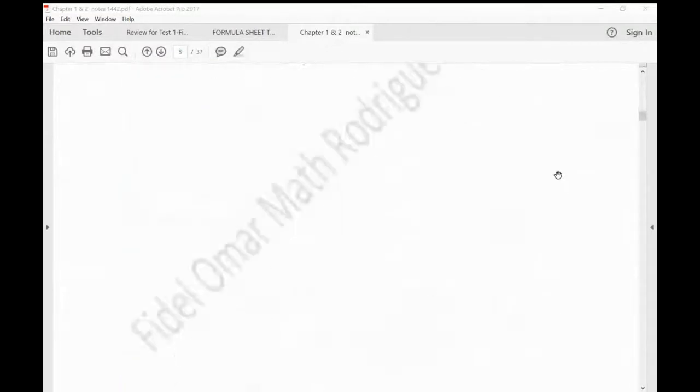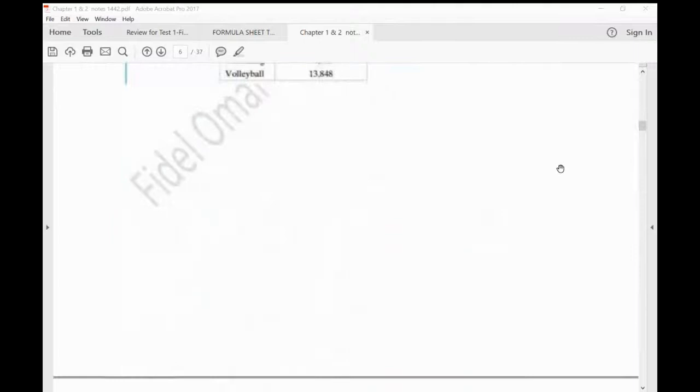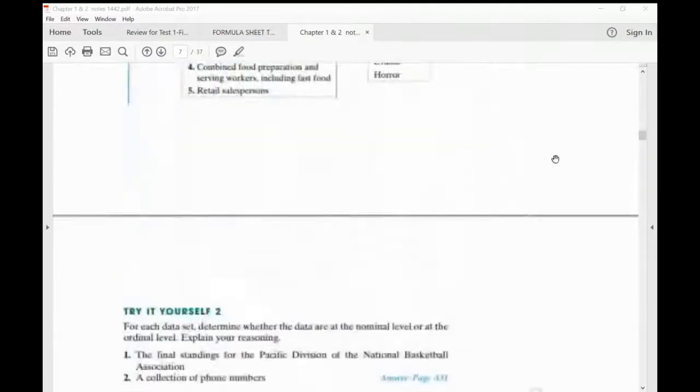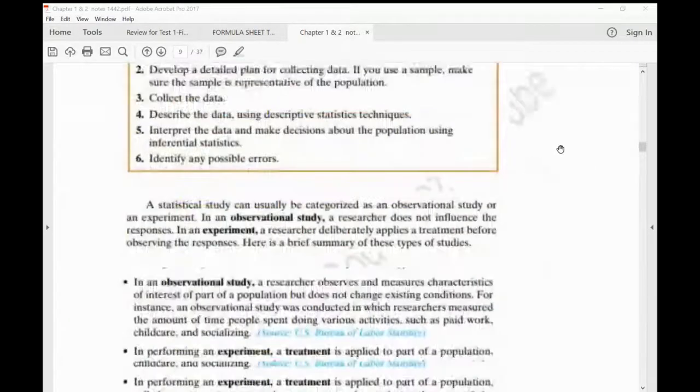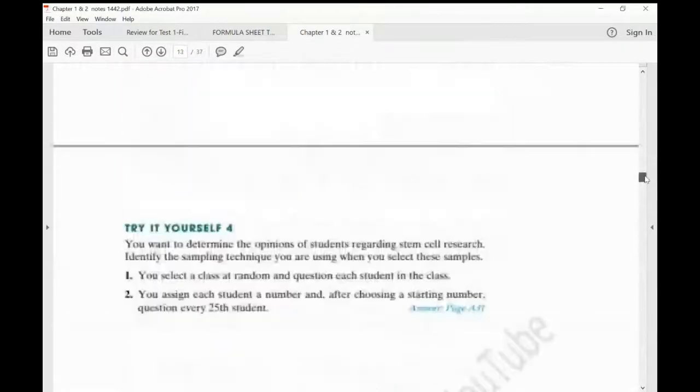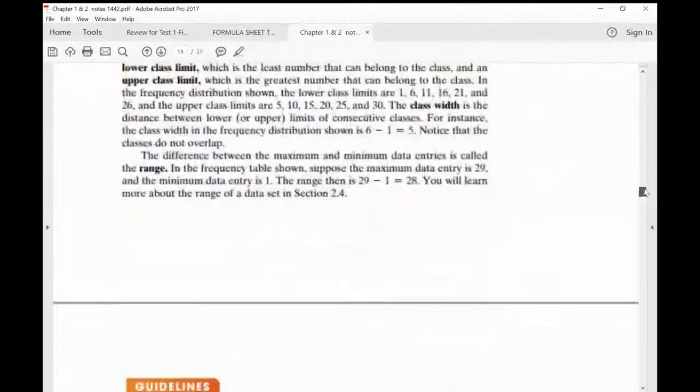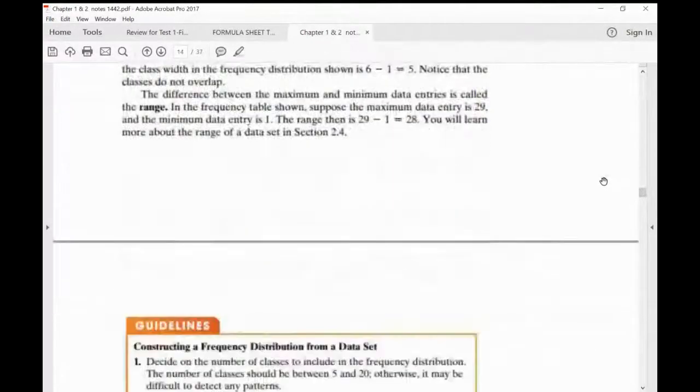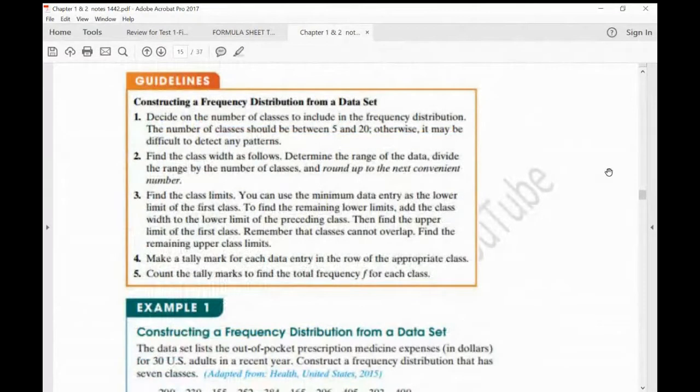I'm just going to scroll down, a little fast, but you guys have all these notes. And here we go, this is what I'm looking for. Right here, this is the part that I'm looking at. It says constructing a frequency distribution from a data set. It says decide on the number of classes. Our classes should be between 5 and 20. And then, here we go, this is how we're going to find the class width.